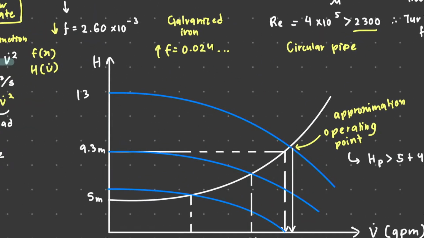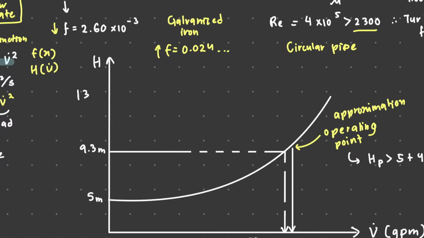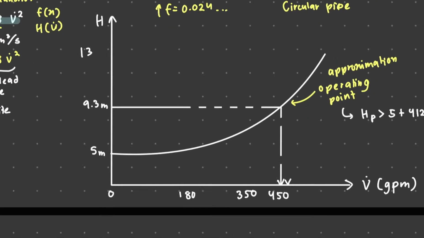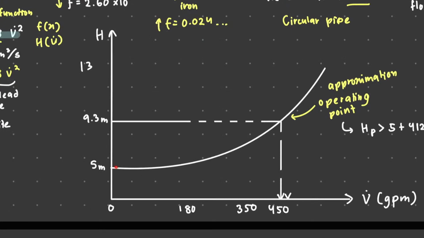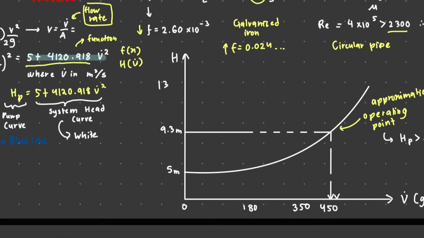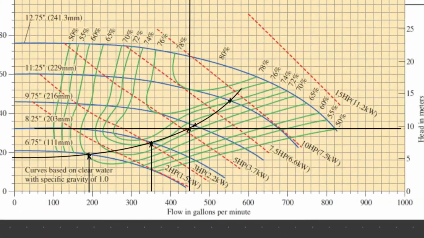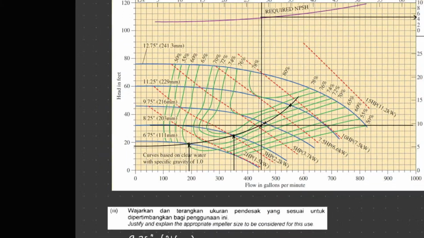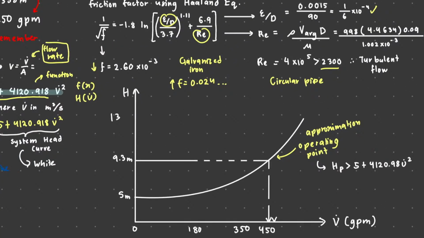Wait, I think better I erase this first. 1, 2, 3, 4, 5, 6. Okay, clear? Okay, so you put here. This is 450 gallon per minute. This is 0. This is 5. This is 9.3. So you graph like that. So you need to graph, like legit draw a graph and not just trace on this, because this is actually very confusing. So you need to draw separately.